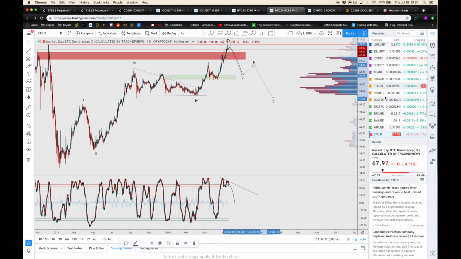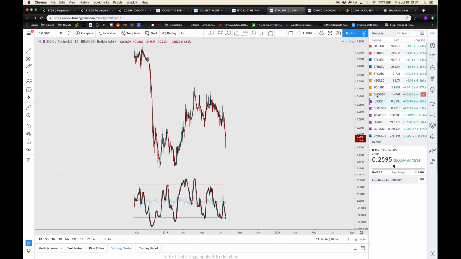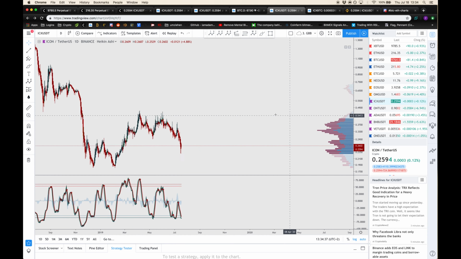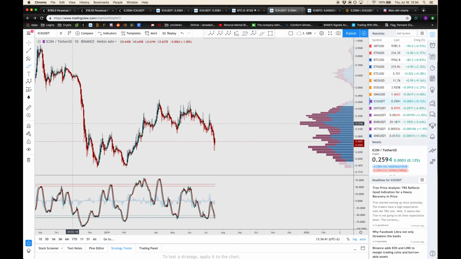If we take a look at ICX USDT, you see the same thing. We haven't gotten the bullish signal yet on the WaveTrend indicator, this momentum indicator, but as you can see, it's starting to curl up and the downward pressure is starting to decline. So the good news is that we are potentially on the cusp of an alt season. We do see that momentum is picking up.